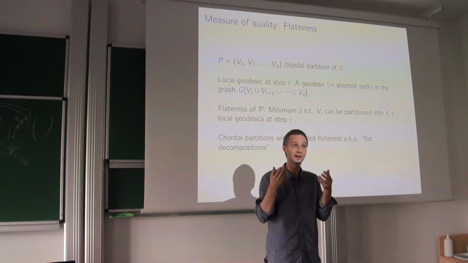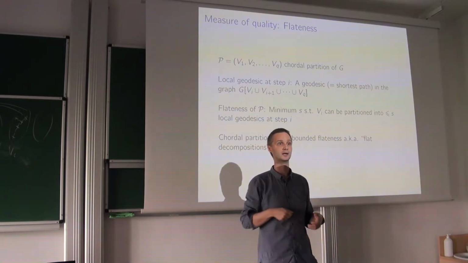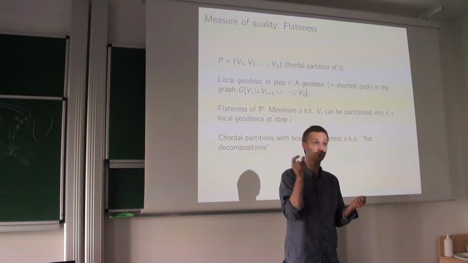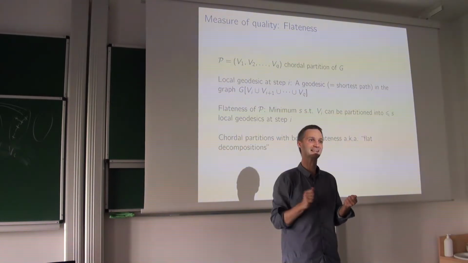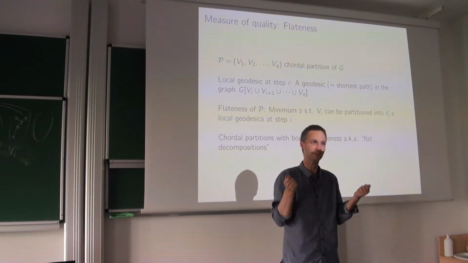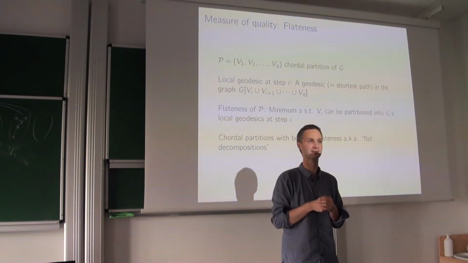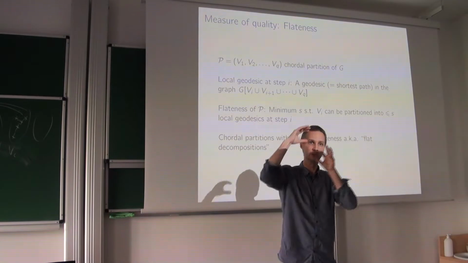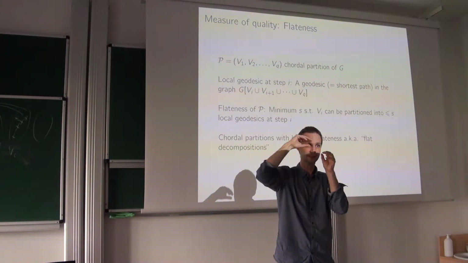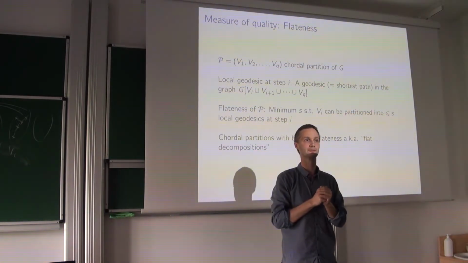In other words, V_i is connected, but it has a stronger property. It is made up of these local geodesics. And there is always such a partition because it's connected. Worst case, you take every edge and that's a local geodesic. So you can always build such a partition, but the game is that you really want to minimize the number of geodesics. Once again, you look at your V_i and you want to partition the vertices into paths, and each path should be a local geodesic at step i, but completely inside V_i.